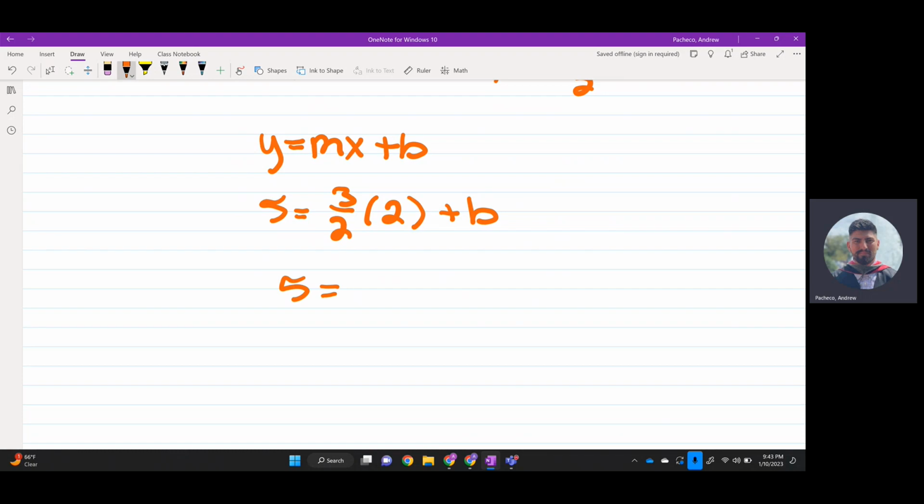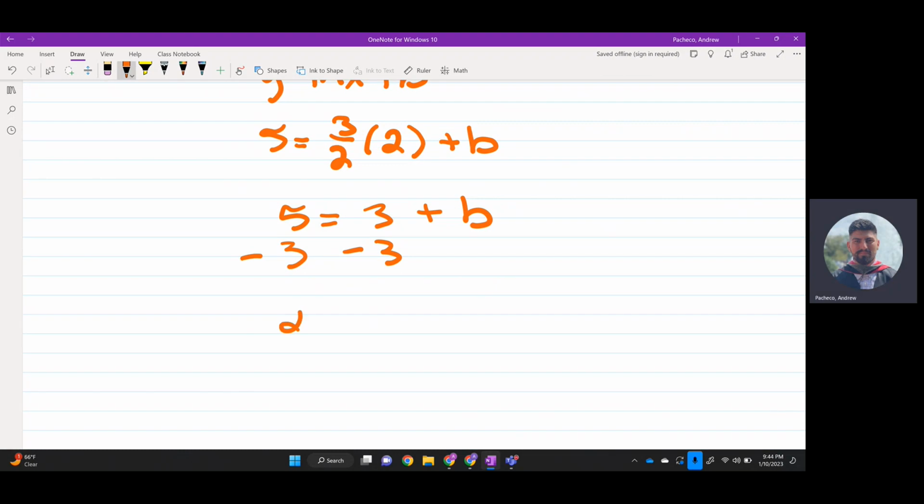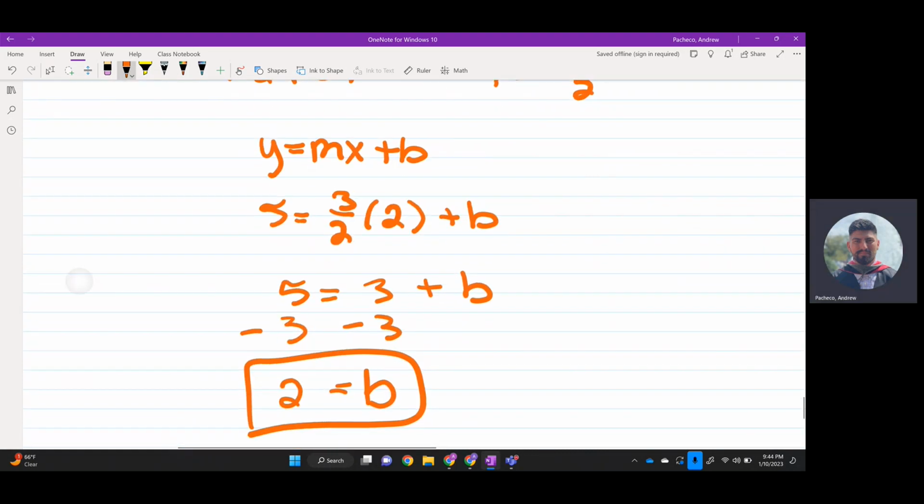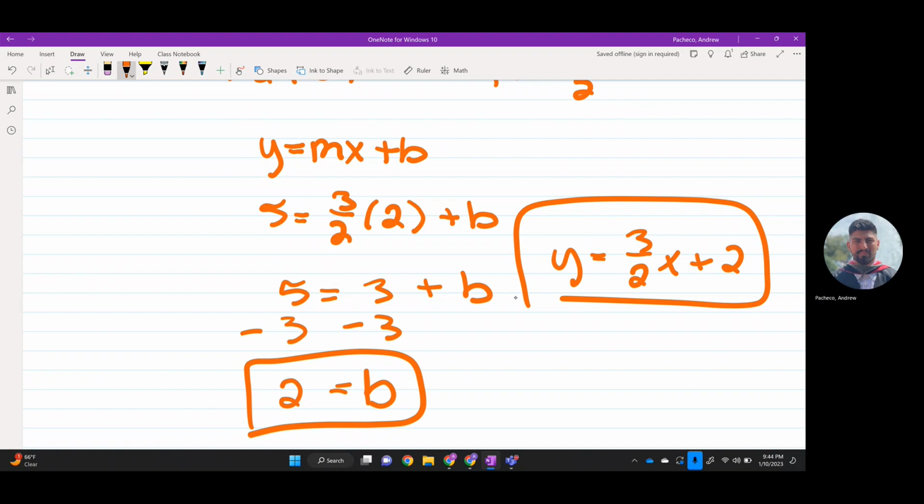I'm going to be left with 5 equals 3 plus b. Then I'm going to subtract 3 from both sides to get b by itself. I'm left with positive 2 equal to b. So if I know b is 2, my slope is 3 over 2. y equals 3 over 2 x plus 2.